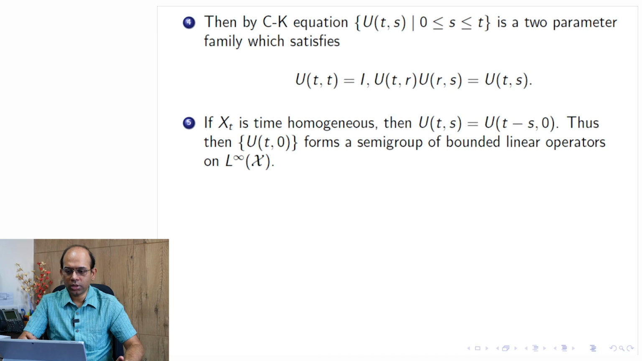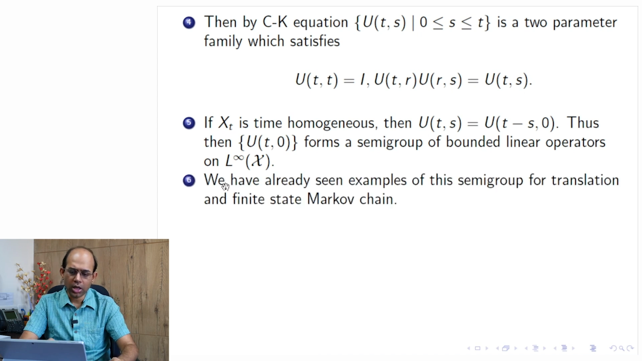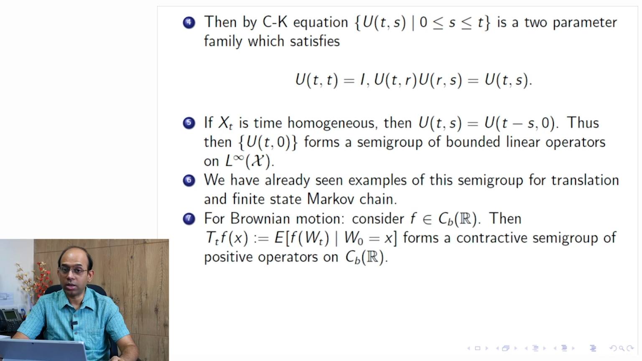Okay, so this U_{t-s}, t ≥ s, forms a semigroup of bounded linear operators on the bounded measurable functions on the state space X, on L infinity of X. So this is the Banach space we are considering for this setting. Now we have already seen examples of this semigroup for translation and finite state Markov chain. So we are going to see now some more examples.